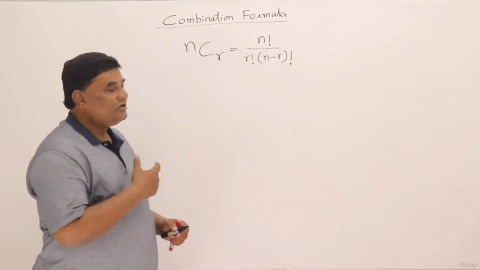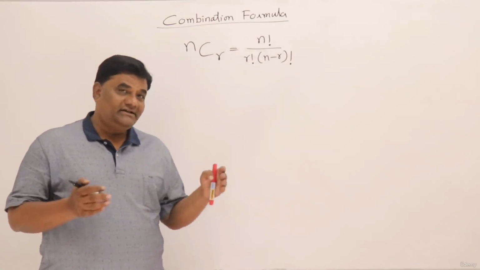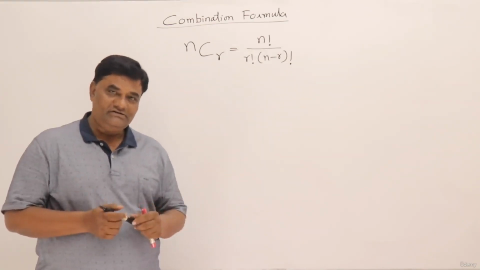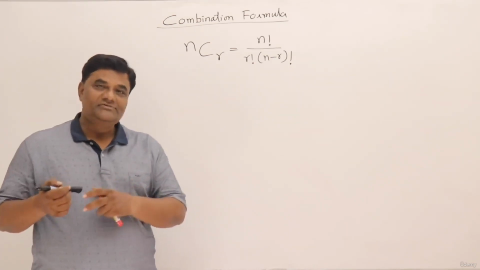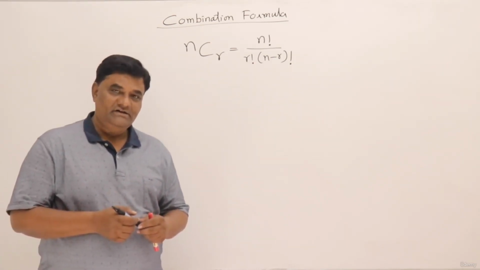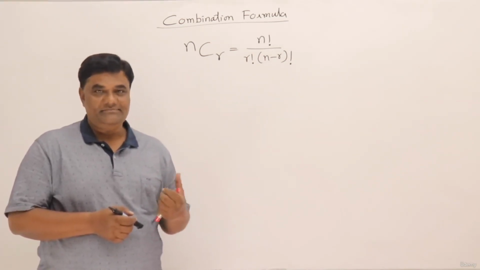Now the topic is combination formula. This is also called selection formula. If a set of objects is given to us, then in how many ways can we select a subset of those objects? This formula is used for finding the number of ways we can select the subset.